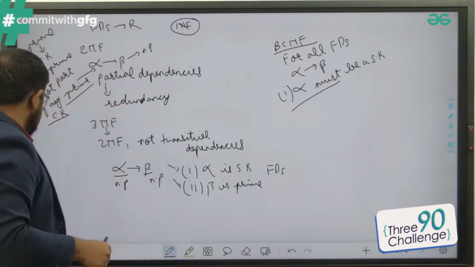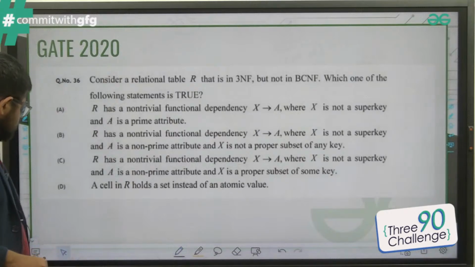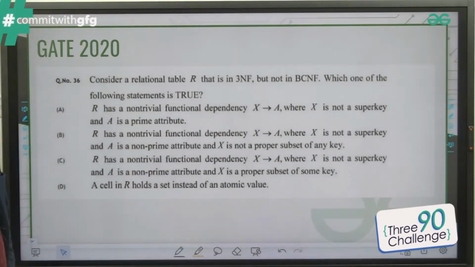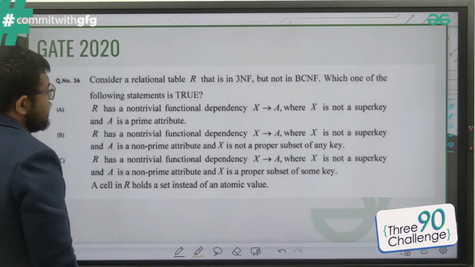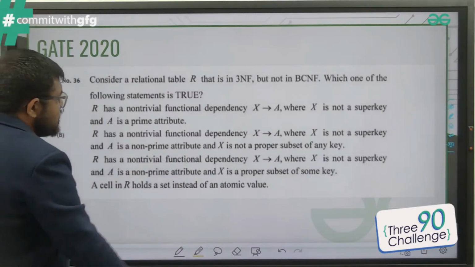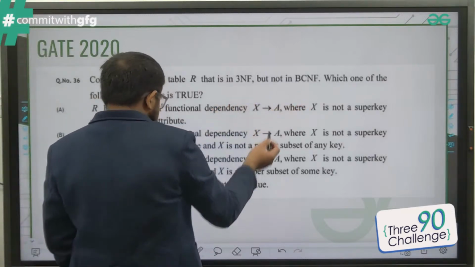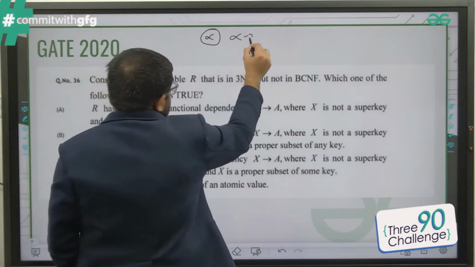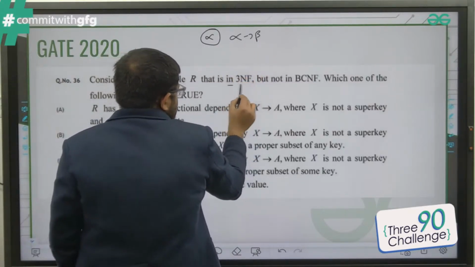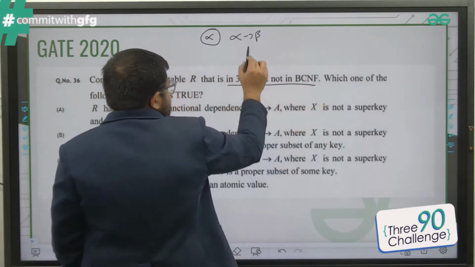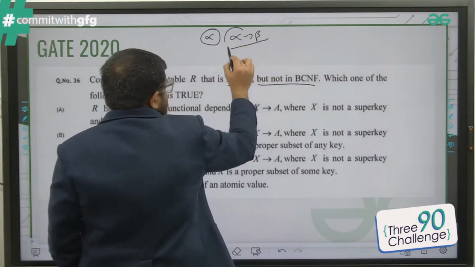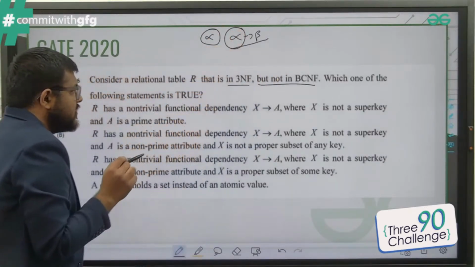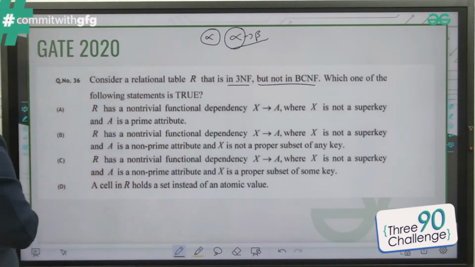Okay, so let's look at the questions now. So what will be the answer for this? It says consider a relational table R that is in 3NF but not in BCNF. Now for BCNF, alpha must be a super key for all functional dependencies alpha to beta. So if it is in 3NF but not in BCNF, there must be a functional dependency alpha to beta where alpha is not a super key, right? Which of the following statements is true?